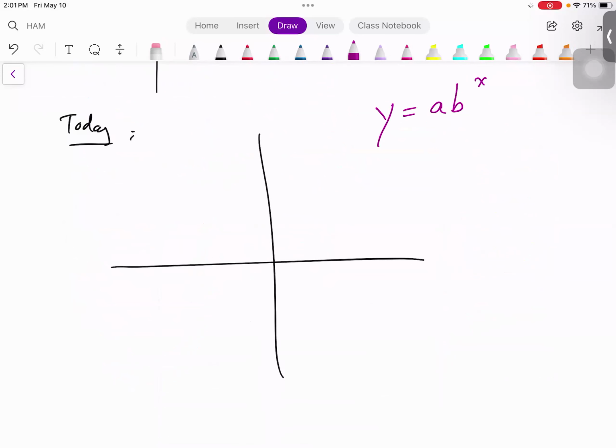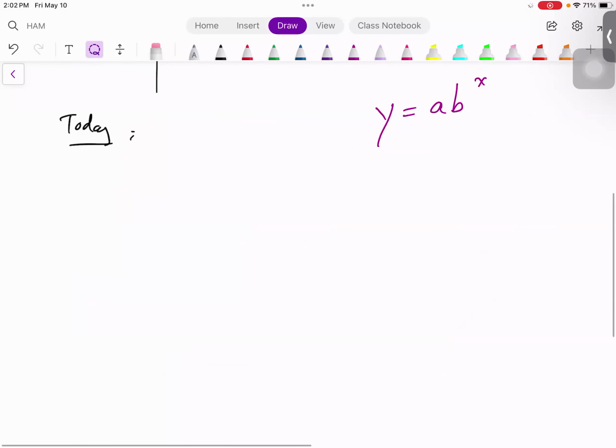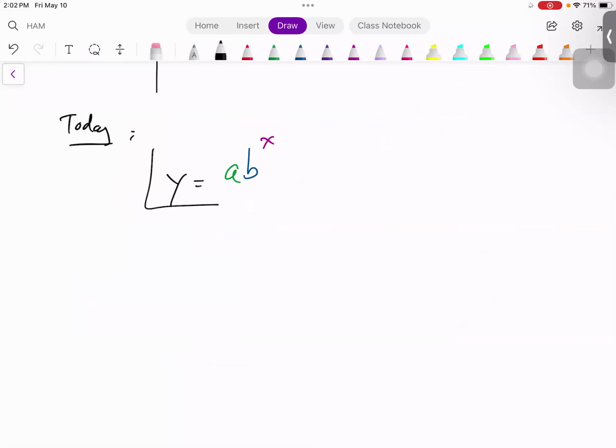No. A little bit. If you took algebra 1 with Mr. McLean or Mr. Rosa, this is what we learned, because I'm teaching algebra 1 right now too. So a b to the power x, that is called an exponential function.